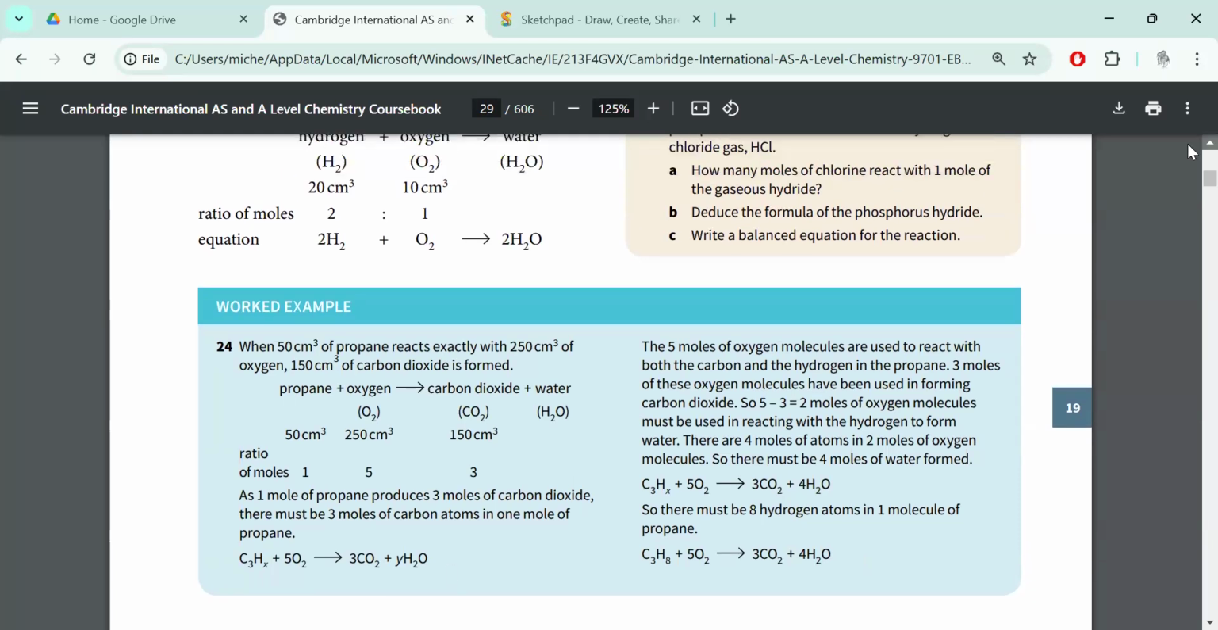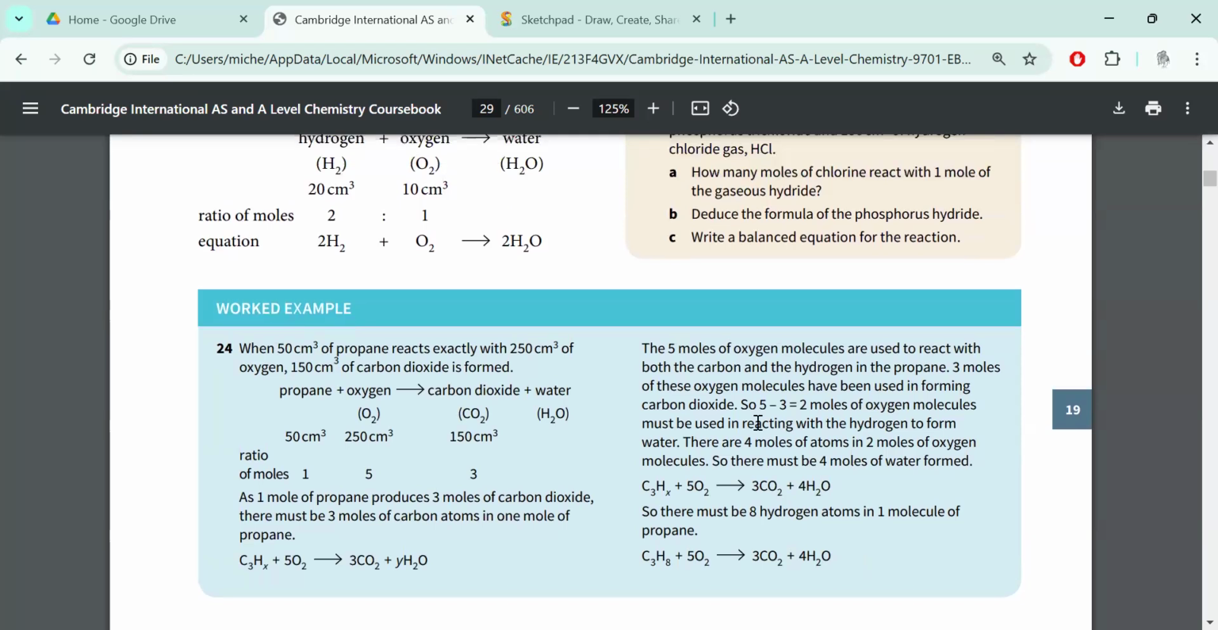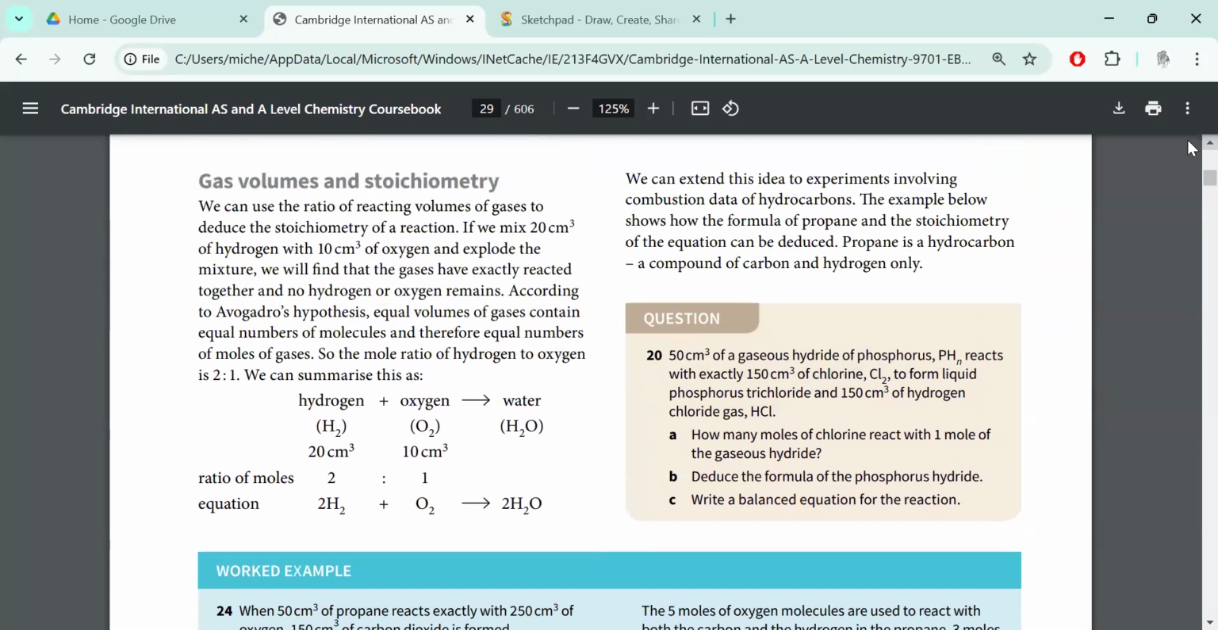I hope you can understand this, to be honest. Let me try to explain this again. 5 moles of oxygen molecules are used to react with both the carbon and hydrogen in propane. 3 moles of oxygen molecules are used for the carbon dioxide, so there will be 5 minus 3. This is how we end up with 2 right here: 2 moles of oxygen molecules must be used reacting with hydrogen to form water. There are 4 moles of atoms in 2 moles of oxygen molecules, so there must be 4 moles of water. This is why we ended up with 4. This sounds confusing, but it's not really that hard, to be honest.